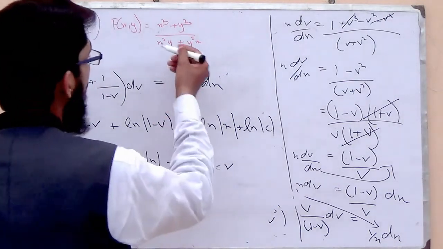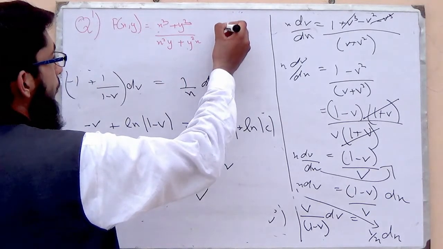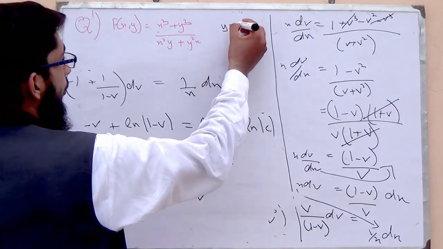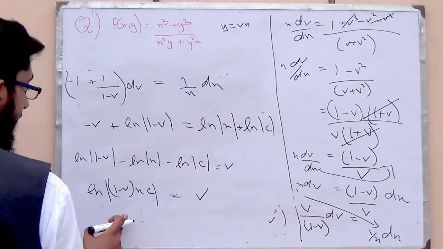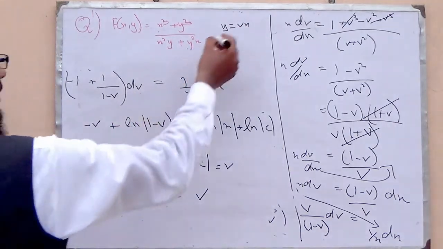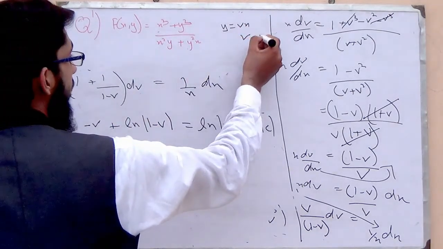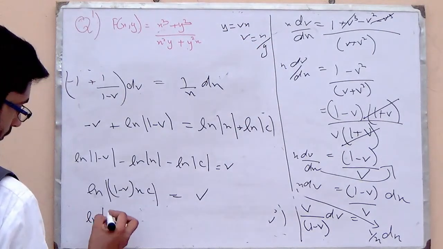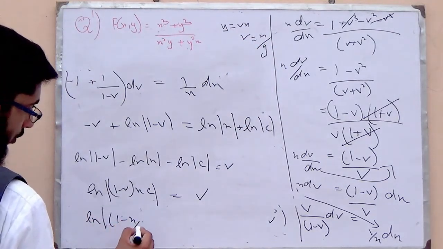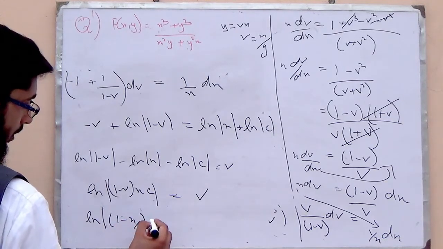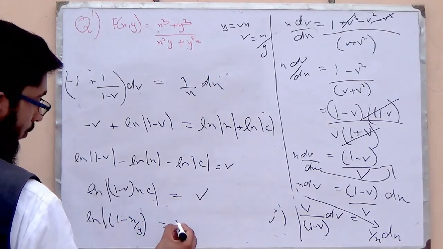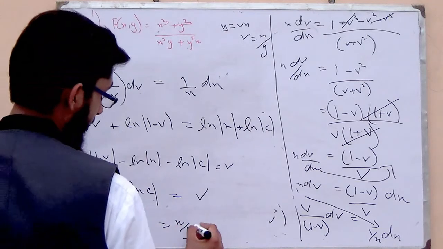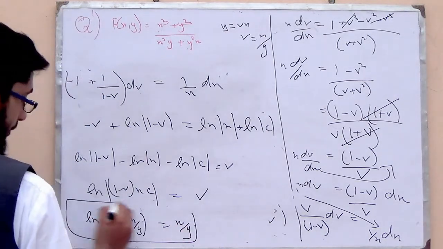Now we have put y is equal to vx. So put again v accordingly, v will be equal to x over y. Ln 1 minus x over y, and v will be equal to x over y. So this will be our answer.